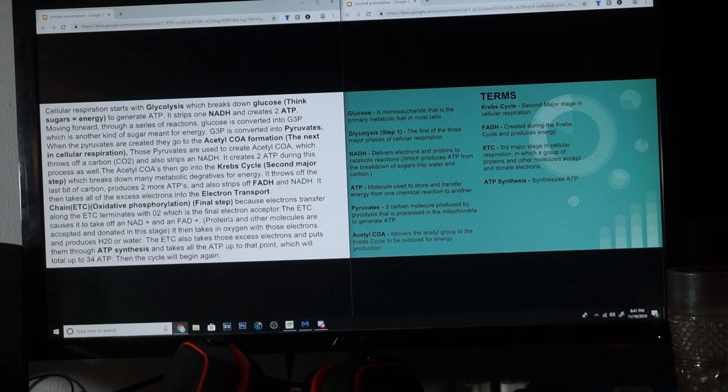They then go through acetyl-CoA formation, the next step in cellular respiration. Those pyruvates are used to create acetyl-CoA, which throws off a carbon and also strips an NADH. It creates 2 ATP during this process as well.